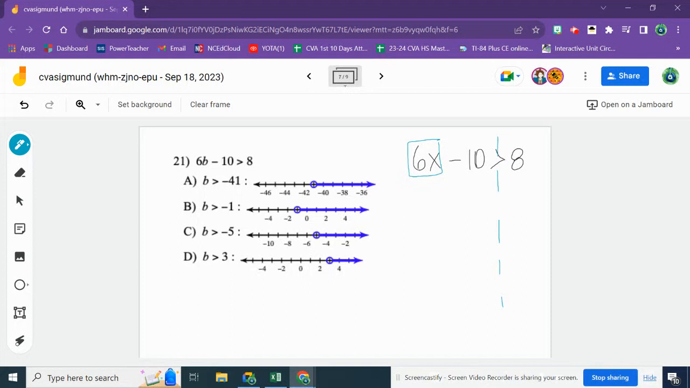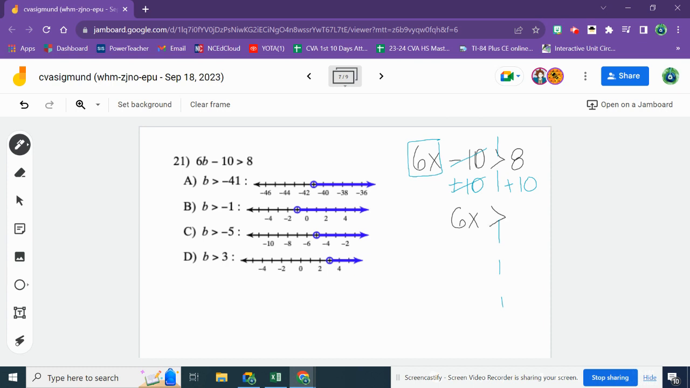Yes, ma'am, we are going to move the 10 first. How are we going to move it? Yes, ma'am, we're going to add it because that's the opposite of that subtraction, or opposite of negative. So now that becomes 0 on that side. We get rid of it, which is perfect because we're trying to get the 6x by itself, or we're trying to get x by itself.